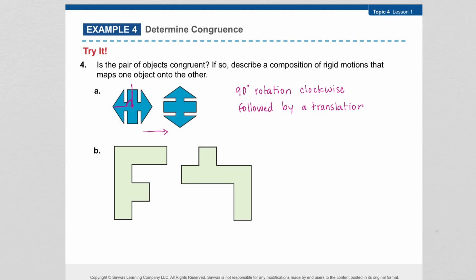In shape B, we can see that they do not have the same shape, so the shapes cannot be congruent. There is no rigid motion that will take one onto the other.